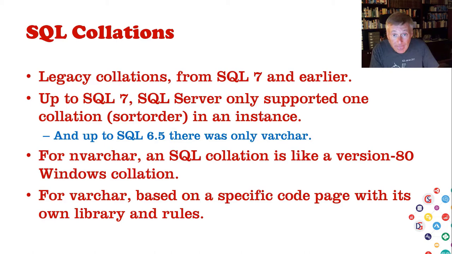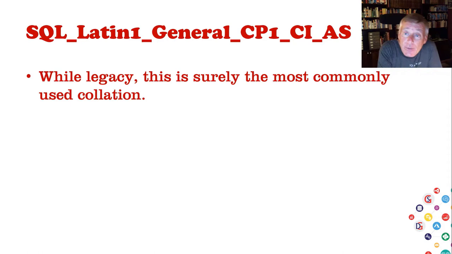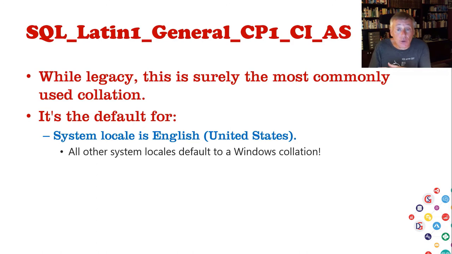Now, I said these are legacy collations, so why spend time with them? Well, this collation, SQL Latin 1 General CP1 CI AS, might be legacy, but it is probably by far the most commonly used collation in this world. Why? Because it is the default in so many situations. First of all, if you install SQL Server with a system locale of English, United States, SQL Server will default to this collation. For any other system locale, it will default to a Windows collation. But for this one, for some reason, I think I'll skip the jokes about why, it defaults to this collation. And in that country over there, I think they have maybe 50,000 servers, and there might be some servers outside that country that also have it by default. So that's a quite common way it happened.